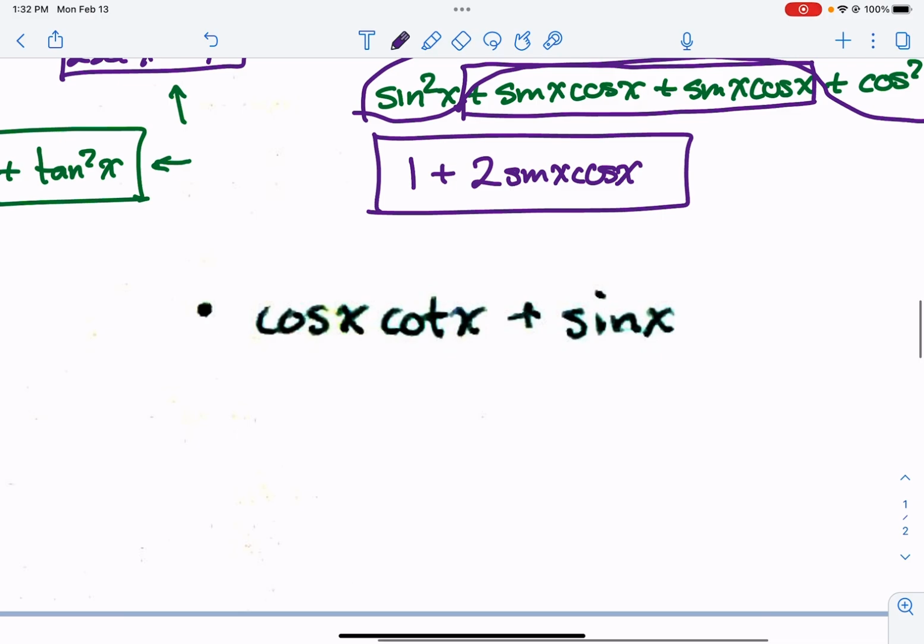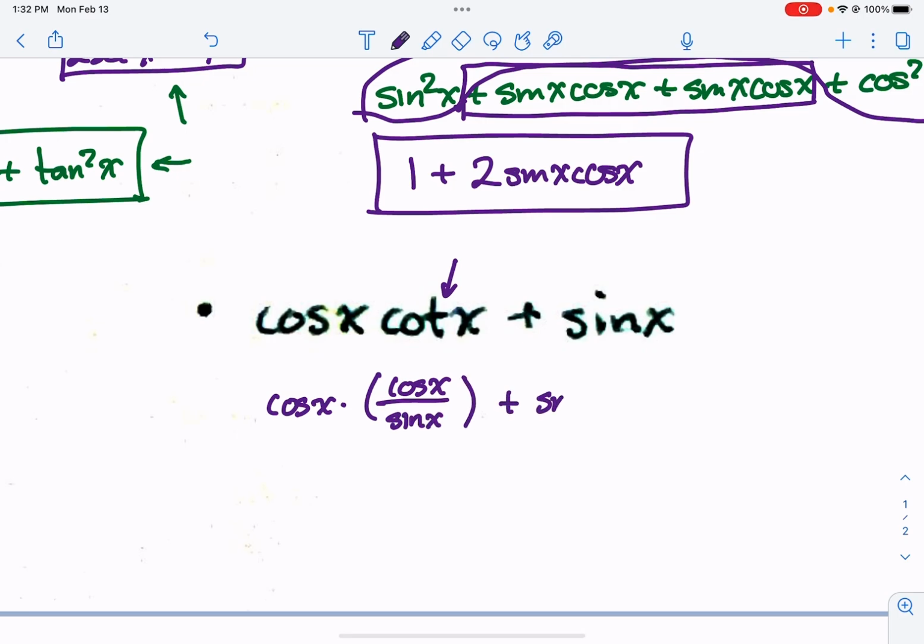And lastly, for this section, we have cosine of x times cotangent of x plus sine of x. The recommendation here is if you have a cotangent or a tangent, it's very likely you're going to have to break that up into cosines and sines. So this turns into cosine of x over sine of x, and everything else stays the same. Let's multiply this whole factor out and see what we have. We have cosine squared x over sine of x.